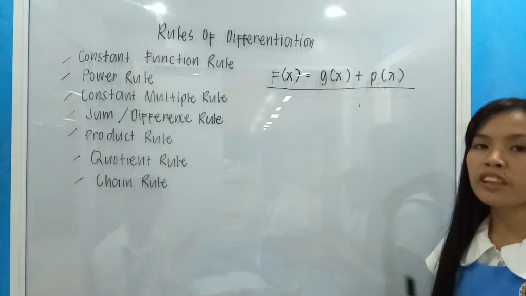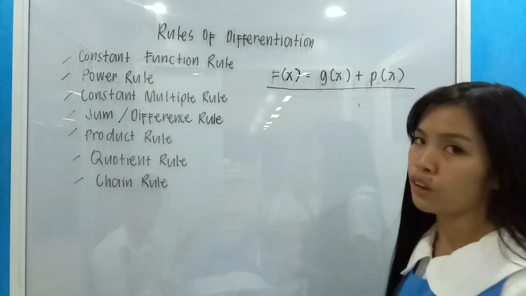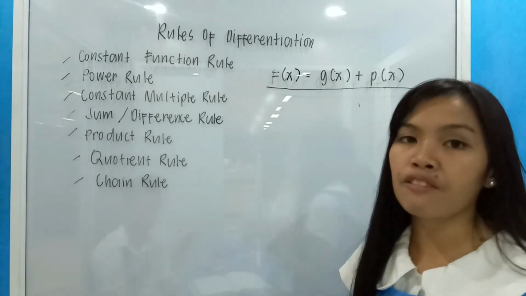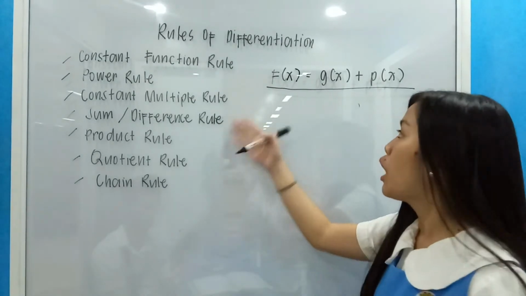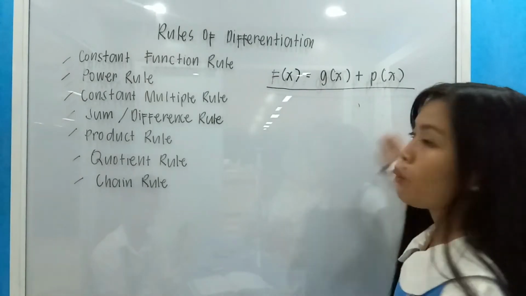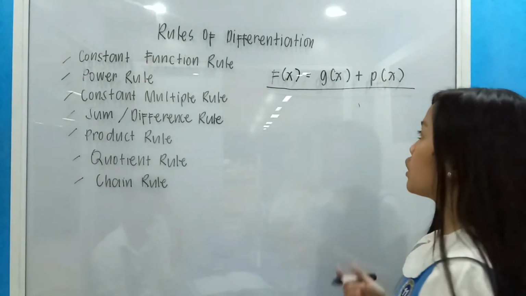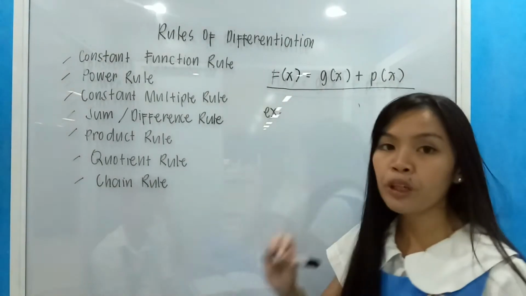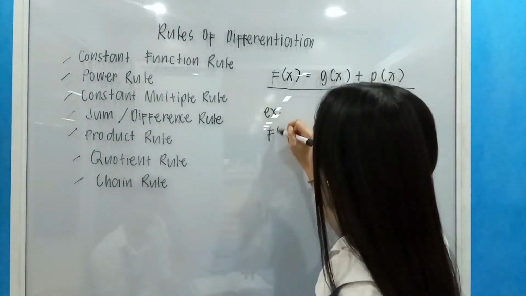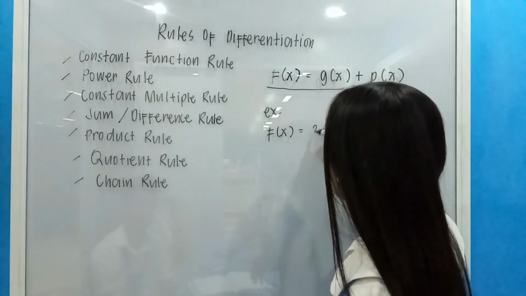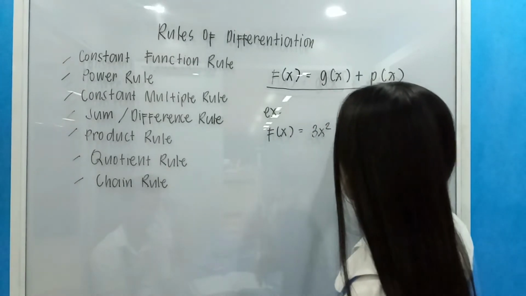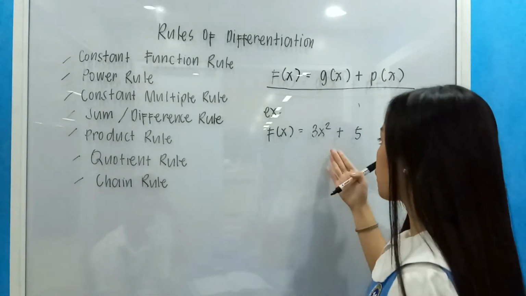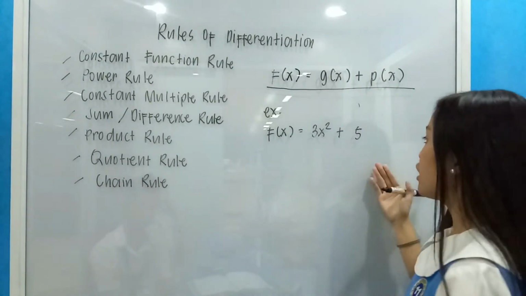Now, let's talk about how we can apply the sum and difference rule in finding the derivative of an equation. We can find the derivative using this rule by following this formula, wherein f of x is equal to g of x plus p of x. For example, we are given this function: f of x equals 3x squared plus a constant of 5. Our g of x is 3x squared and our p of x is the constant 5.